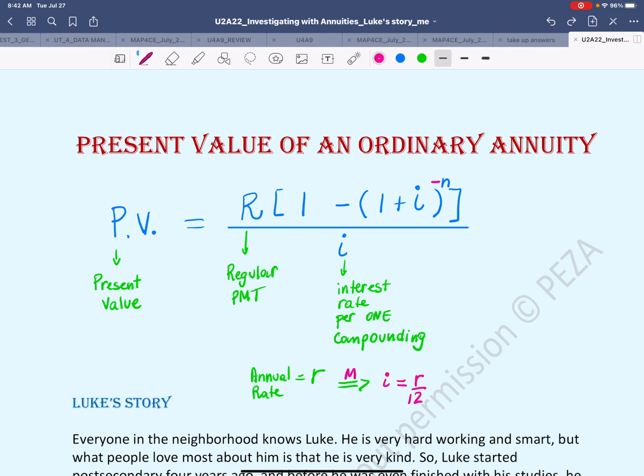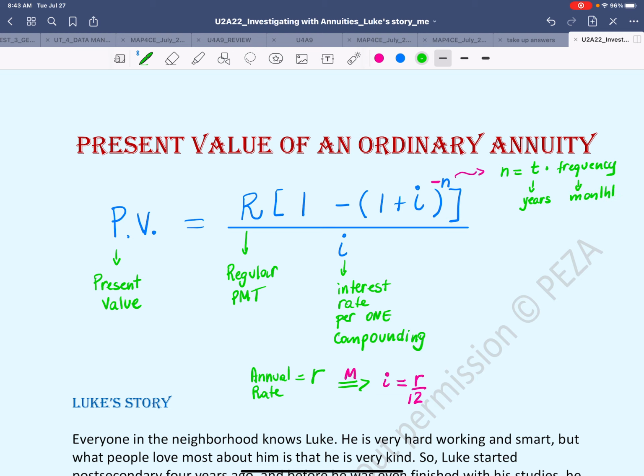Now, n stands for what we call the number of compounding periods. The value of n depends on 2 things, the time and compounding frequency. For example, if you make the payments or if you're paying off a loan for a certain number of years, t stands for time in years, at a certain frequency, for example, in our case, monthly.